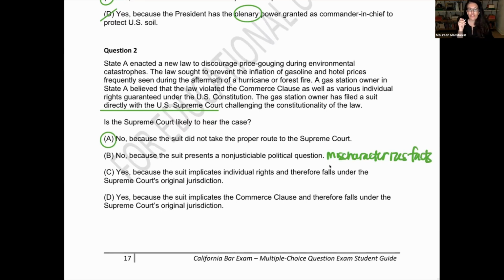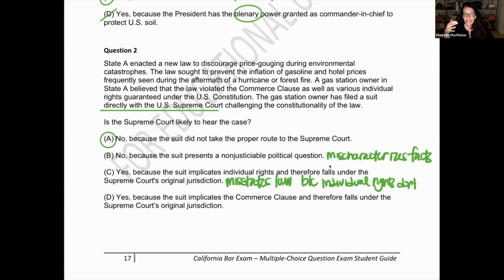C, yes, because the suit implicates individual rights and therefore falls under the Supreme Court's original jurisdiction. This misstates the law because individual rights don't even fall under the original jurisdiction. So you should be able to look at the answers and write out why this is wrong every single time. And as you practice and get used to this, if you're thinking, well, I know it's wrong, but I can't explain why, you need to get deeper and understand it. You need to say it's this word in here, or this mischaracterizes the facts because this isn't a political question. And why is it not a political question?